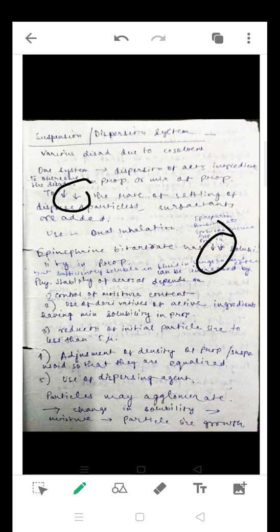Now, the physical stability of aerosol will be dependent upon certain factors. These include, number one, the moisture content should be optimum. Sometimes, if the active ingredient is not properly soluble in the propellant, a certain derivative of the active ingredient may be used. Then, the particle size should be reduced to less than 5 micron. Then, there should be less difference in density between the propellant and the suspensoid. Then we can use a dispersing agent that will help to disperse the active ingredient within the mixture of the propellant.